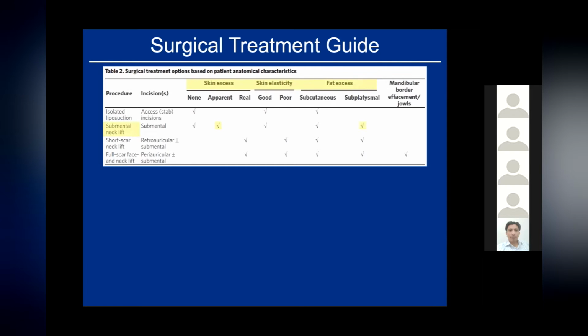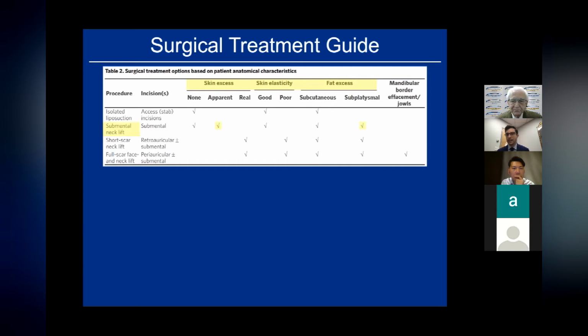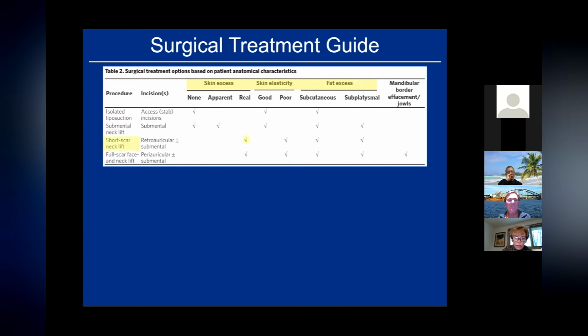Once a patient develops apparent skin excess or develops fat excess in the interplatysmal or subplatysmal planes, then liposuction is not a good treatment, and a submental neck lift is indicated. When the skin excess becomes real, it's required to have the ability to recontour the deeper structures of the neck and add a retroauricular incision potentially as well to excise skin.